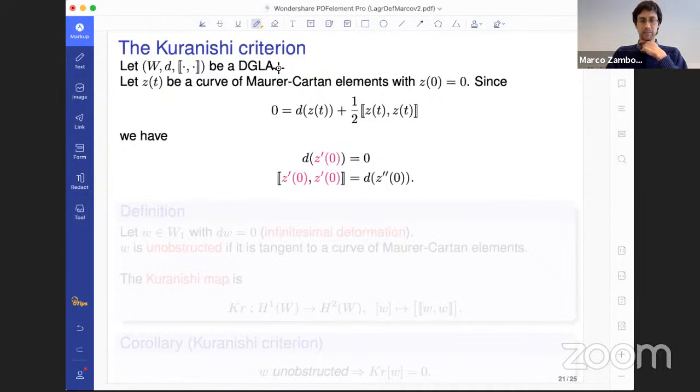Suppose we have a curve of special elements, of Maurer-Cartan elements, that goes through the origin. Maurer-Cartan element means that this equation is satisfied, the Maurer-Cartan equation. Then you can take the velocity of this path at zero. Since the curve goes through zero, taking the first derivative, you get this consequence. And taking the second derivative at time zero, you get the second equation here. These are clearly some kind of constraints on your path of elements.